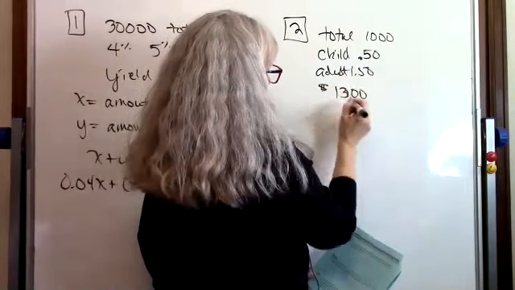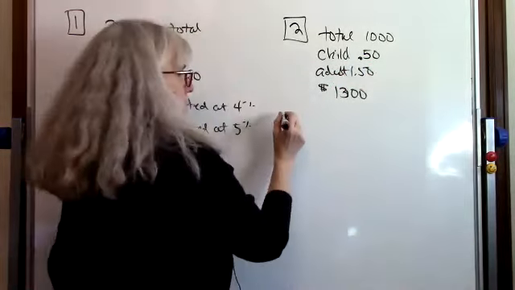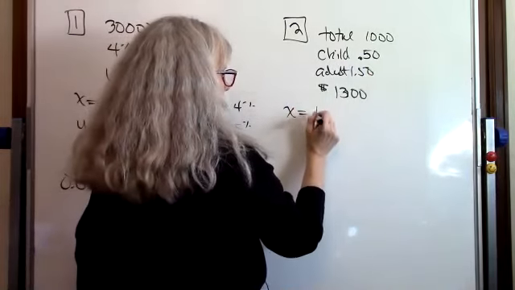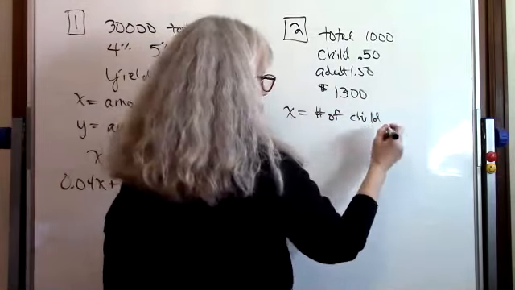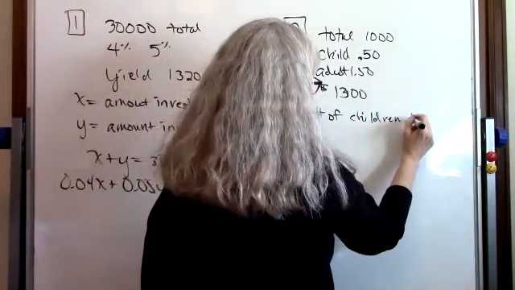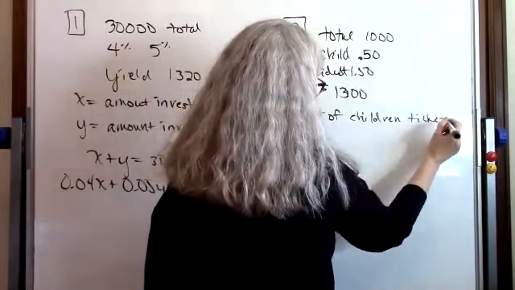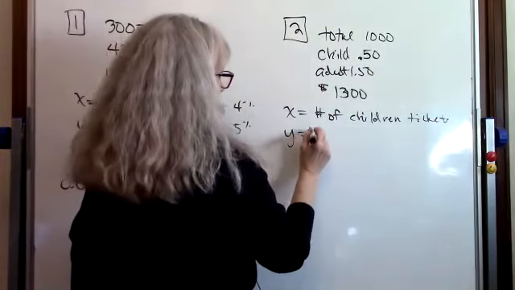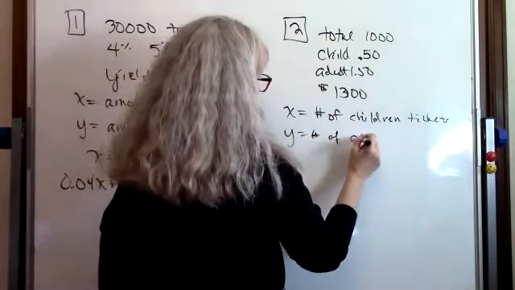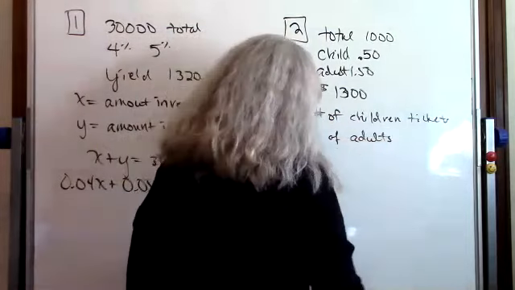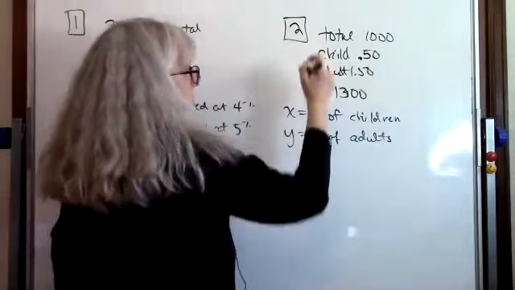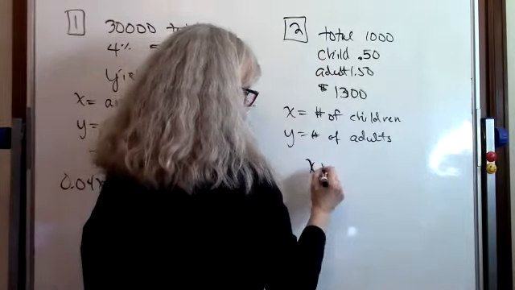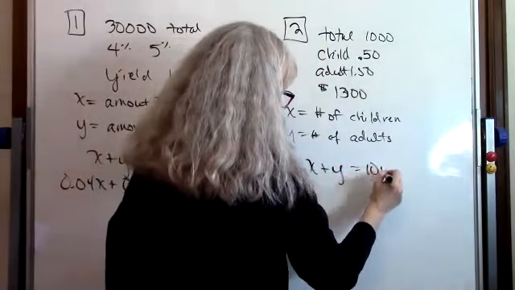Very similar to the last problem. Again, I'll define those variables first. So X is going to be the number of children's tickets. Y is going to be the number of adults that rode the bus, or the number of adult tickets. Well, we know together we had 1,000 people. So that would be X plus Y is equal to 1,000.